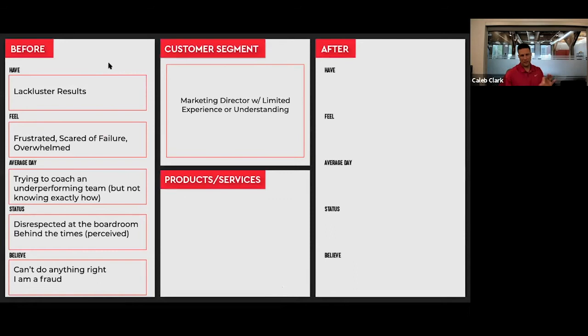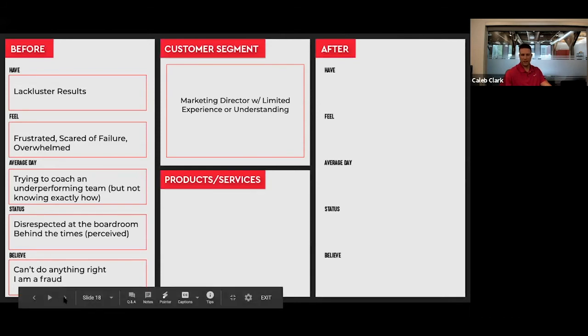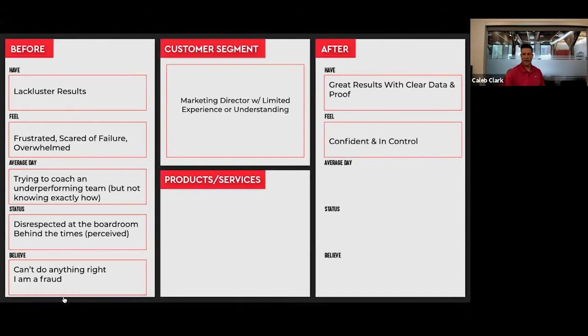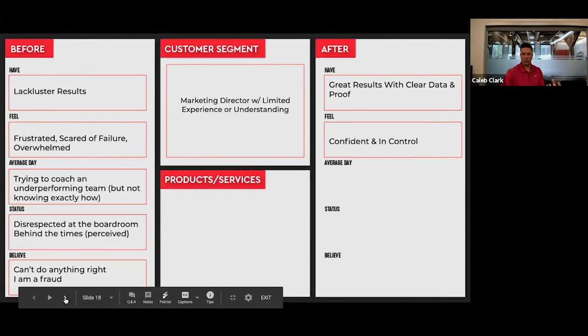Now, some of these before statements are real and some of them are perceived, but I think for a large majority of marketing directors out there that fit this customer segment, some of this would ring true. Okay, so that's defined the non-ideal before state. What about an ideal after state? Well, they went from lackluster results to great results with clear data and proof, right? Now they feel confident and in control.